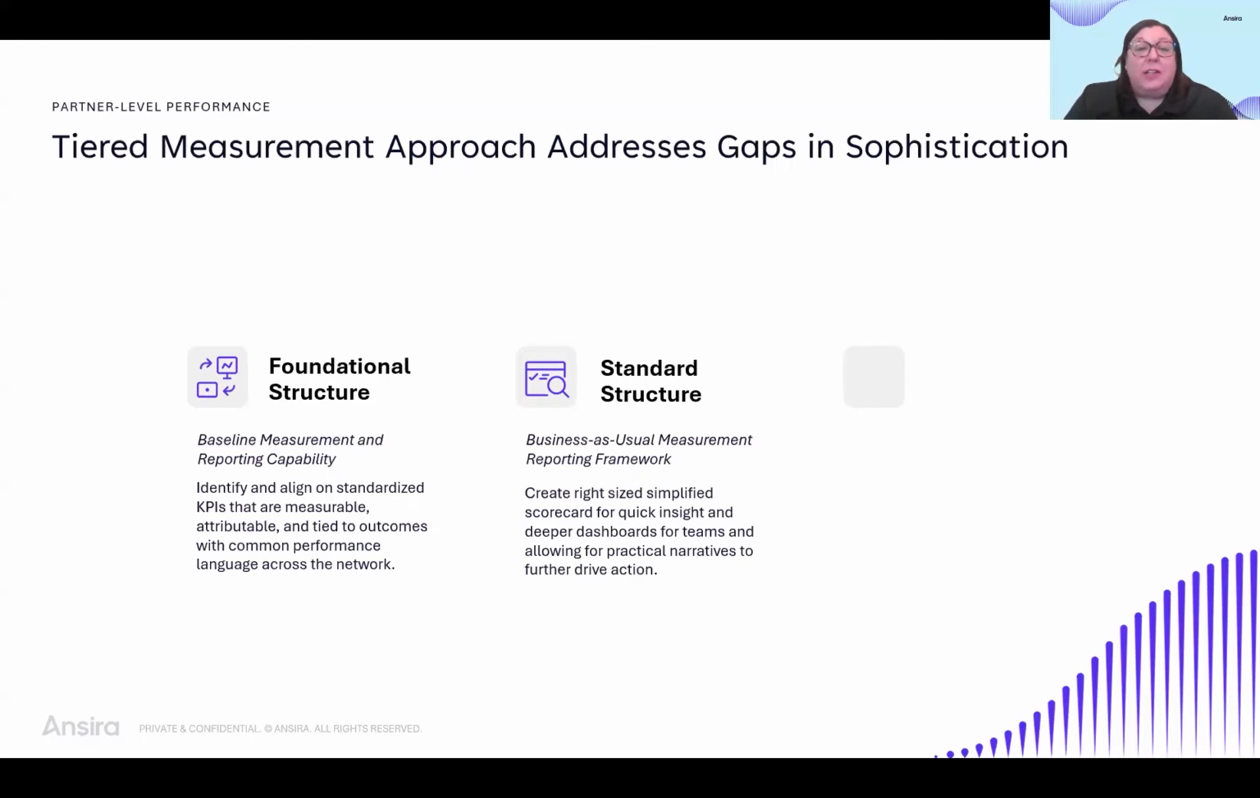And this is where you want to, quote unquote, show the math, if you will, and make the data usable and not just available. Typically, this is done with simplified scorecards with a right-size view. It provides a quick insight, and deeper dashboards allow the team to come up with those practical narratives that they need in their QBR discussions, in turn allowing them to further drive action. So the standard structure to measure is also the most common approach that we see.